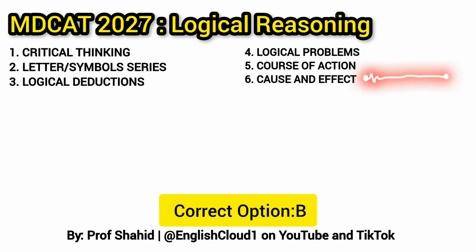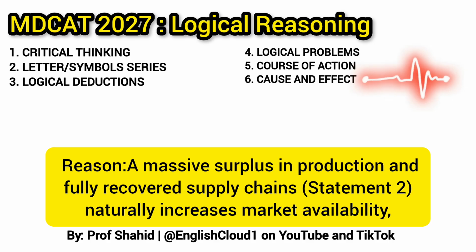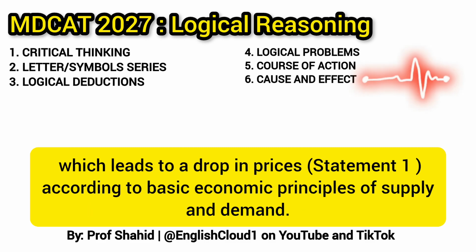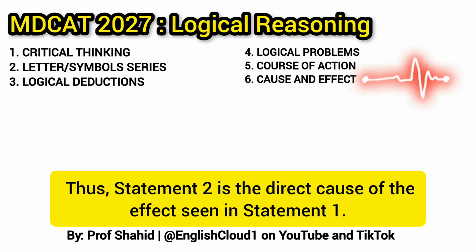Correct option B. Reason. A massive surplus in production and fully recovered supply chains, Statement 2, naturally increases market availability, which leads to a drop in prices, Statement 1, according to basic economic principles of supply and demand. Thus, Statement 2 is the direct cause of the effect seen in Statement 1.